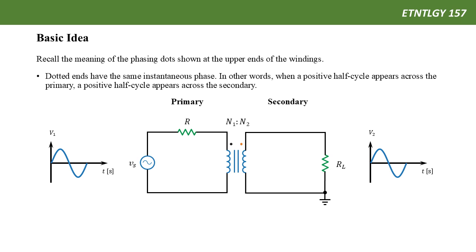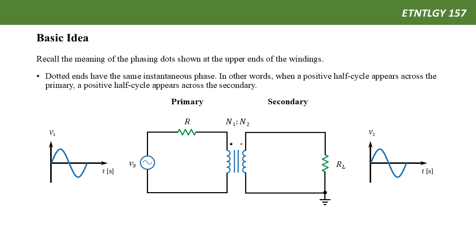This picture shows the meaning of the dotted notation. When we have the two dots at the same side, which means on the top in this case, the output waveform and the input waveform have the same polarity, which means when input voltage goes up, output voltage goes up too. If the input voltage goes down, the output voltage goes down simultaneously. The phase dots show at the upper ends of the winding. The dotted ends have the same instantaneous phase.